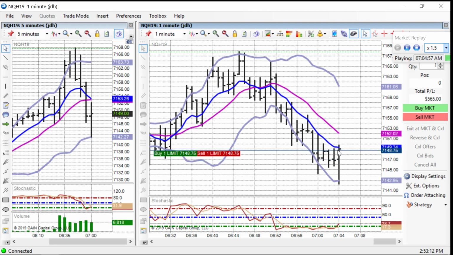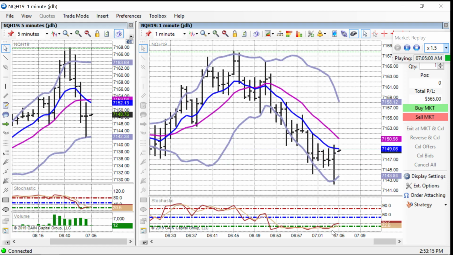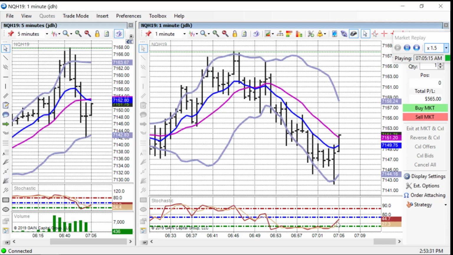Matter of fact, since we got the stochastics out here, look what it's doing here. It's breaking above the 20% line. I've got the 80%, 50%, and then the 20% line here, which indicates it's breaking out of the oversold area. So that's a trend change signal right there. You don't trade that yet, but it tells me I want to be looking for a number 3 point.